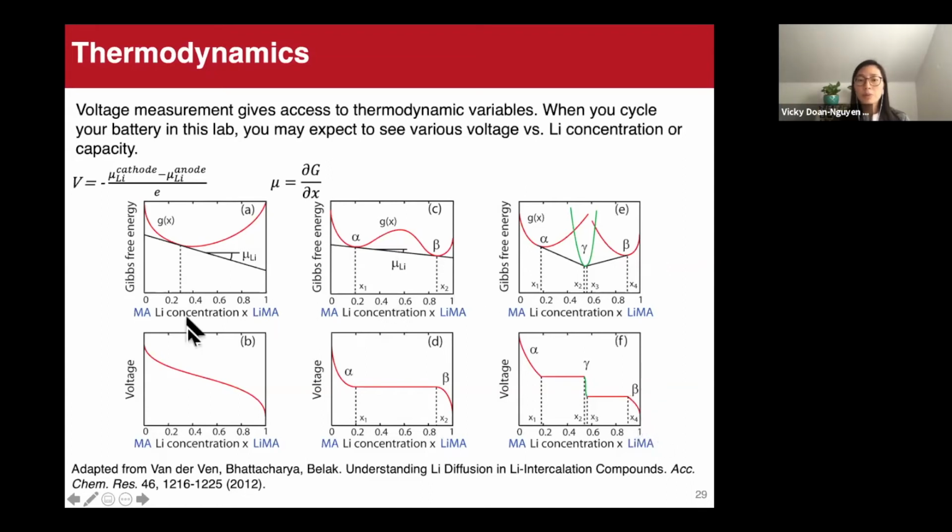Well, when you measure the voltage, what you're really measuring is a change in Gibbs free energy. And so here's the corresponding change in Gibbs free energy, where if you take the slope, dG/dx, that will give you the chemical potential, and the difference between the cathode versus your anode. So if your anode is lithium, then that would just be 0, divided by e to convert to voltage. And so integrating voltage will give you the Gibbs free energy.